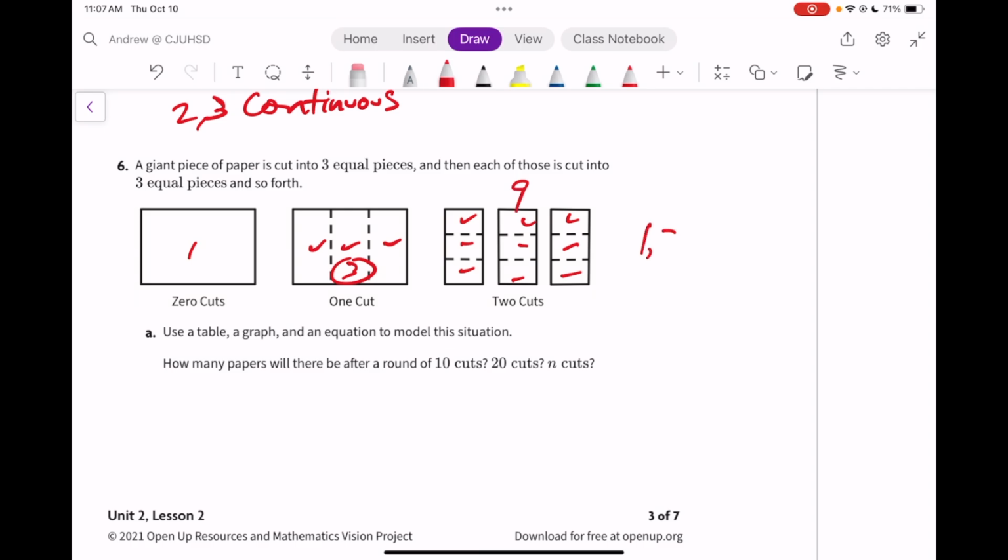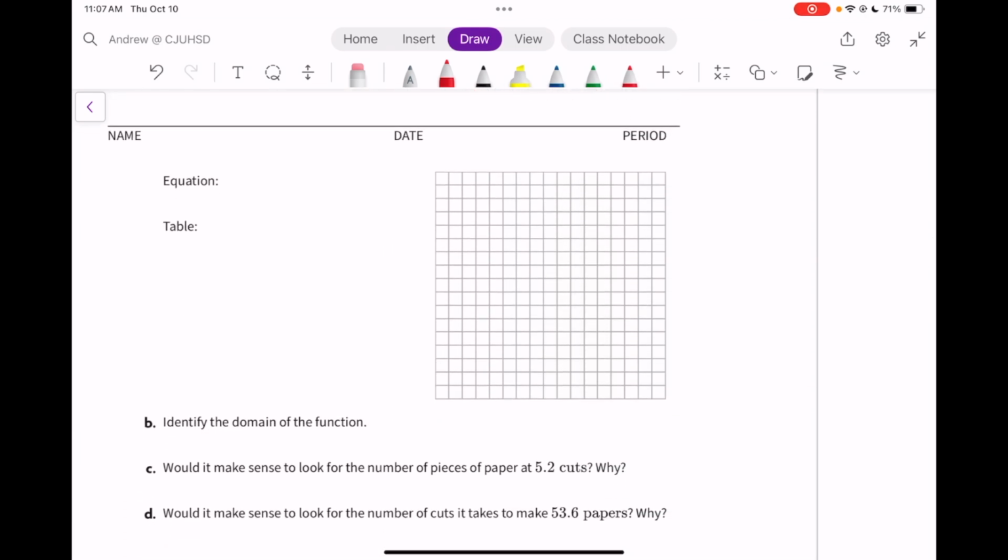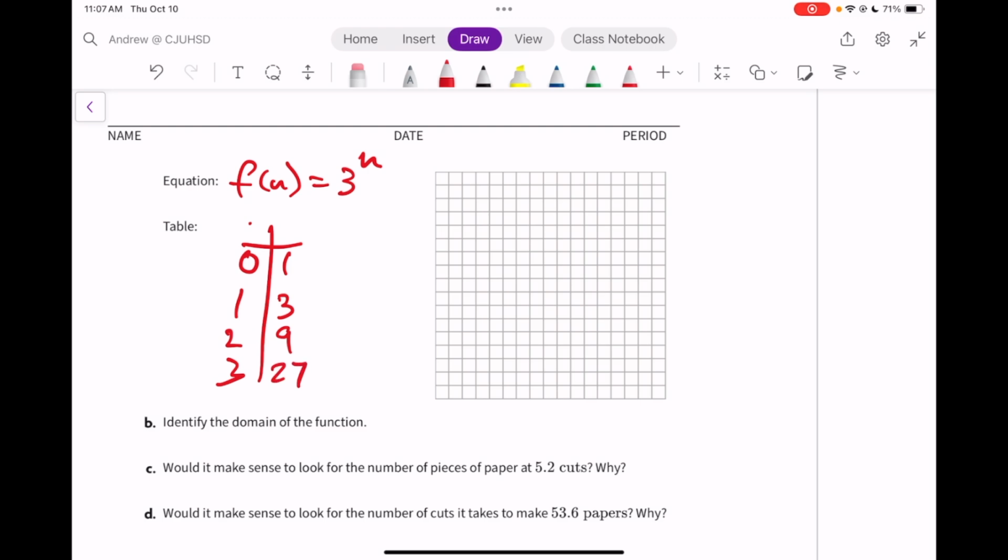Sound arithmetic or geometric to you? Well, it sounds geometric to me. It sounds like we're multiplying by 3 each time. So how many papers after a certain amount of time? Okay, so our equation would be f of n is 3 to the n, and our table would look like 0, 1, 2, 3, and then 1 piece of paper, 3, 9, and 27, and so on. We're multiplying by 3.